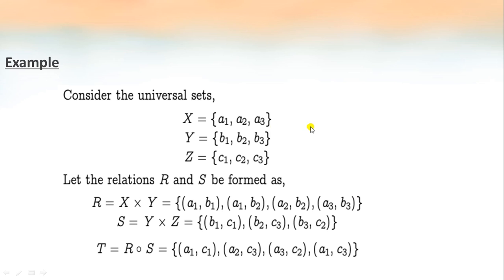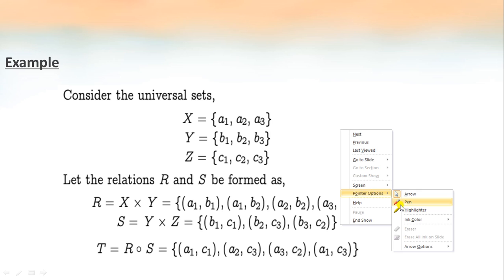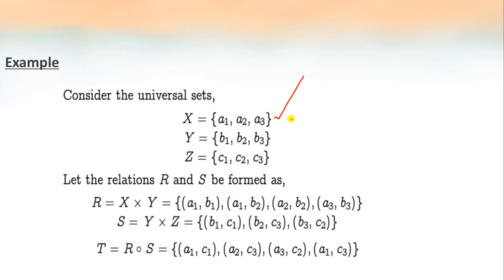Let us understand this through an example. We have one set X with elements A1, A2, A3 and another set Y with B1, B2, B3. Next, Z with C1, C2 and C3. Let us define a relation R. This relation R, we are taking it from X and Y. So we can make ordered pairs with A1, A2, A3, B1, B2, B3. We are defining some particular ordered pairs from X and Y: A1, B1, then A1, B2, next is A2, B2, and another one is A3, B3. These are the ordered pairs that we included in relation R. That means it is a subset of the Cartesian product X cross Y.